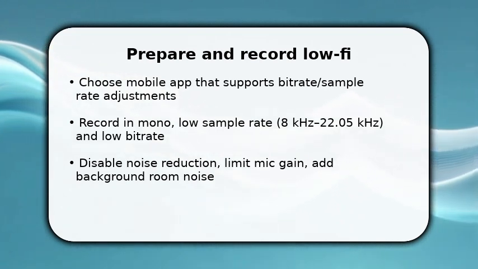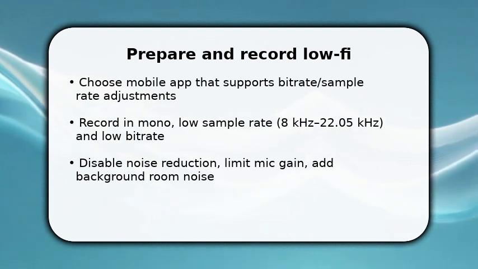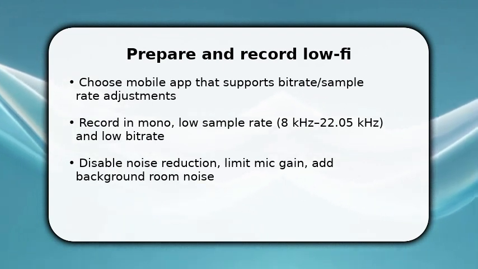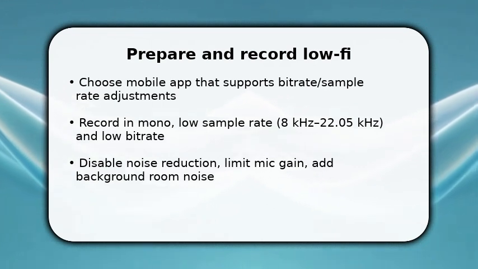You can also introduce distant room noise or mild wind to mask clarity. These steps shape the raw signal so later effects will produce authentic mobile low-quality sound. Don't overprocess yet. Capture the limited source first.